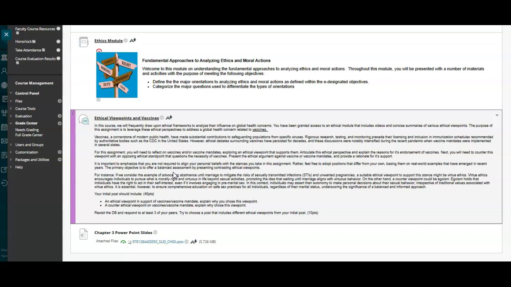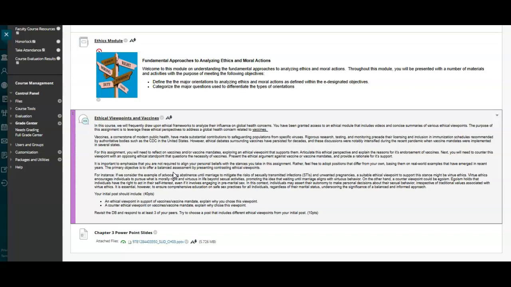For this one, we're looking at reflecting on vaccines or vaccine mandates and exploring the ethical viewpoint that supports them. So what you need to do is look at an ethical viewpoint which is in support of vaccines and vaccine mandates and explain why you chose this viewpoint. Not only do you have to identify which viewpoint would be in support of these, but why you think it's in support. A really strong post is going to be in depth. It's going to tell me more information about why you chose it, the background, and how you got to that answer.